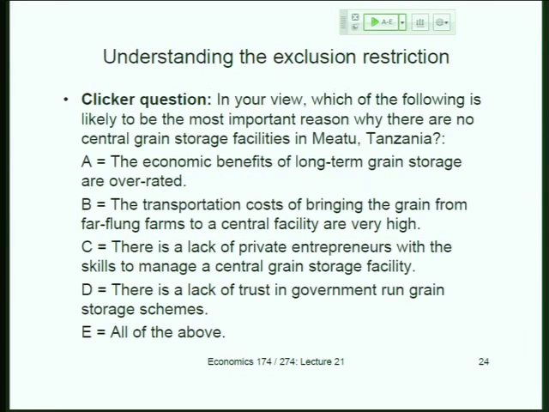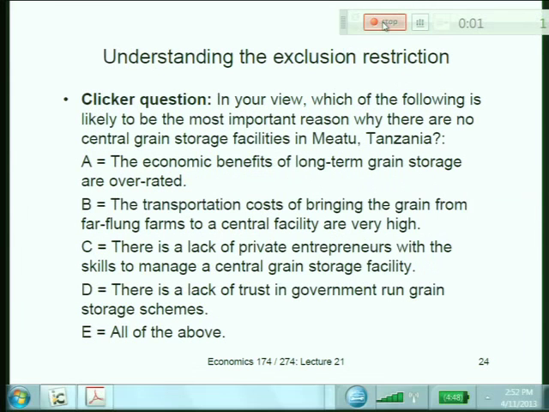So here you guys have already anticipated, but I want to get people's views on which of these you think is the most important reason why there wasn't a centralized grain storage facility in the area, and then I'll give you the anecdote of what we found when talking to people in this district.